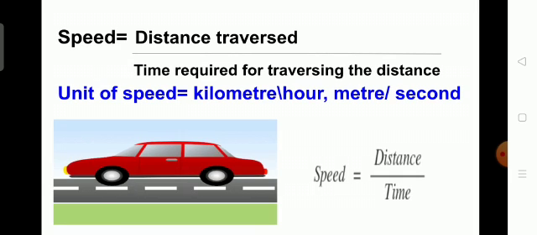If the car travels 20 meters in 1 second, then we can say the speed of that car is 20 meters per second. So this is the formula for how we calculate speed, that is equal to distance upon time.